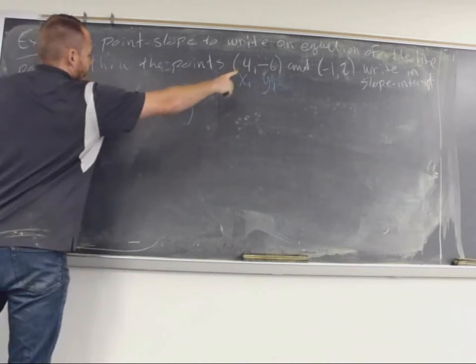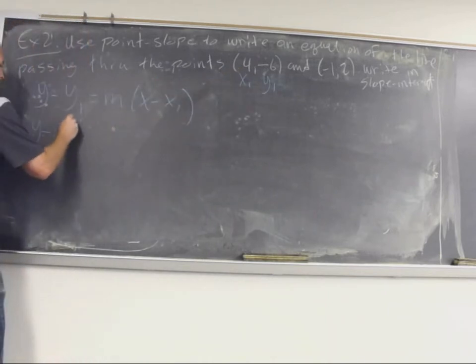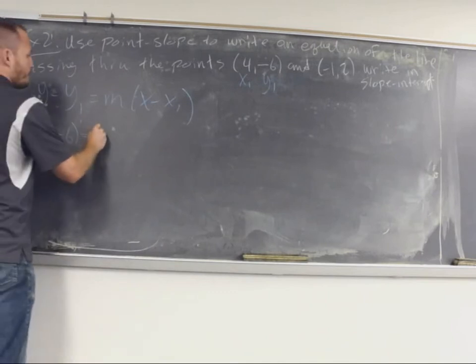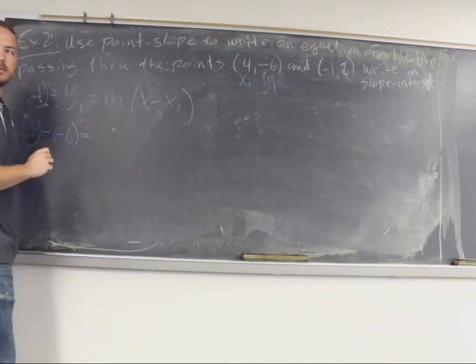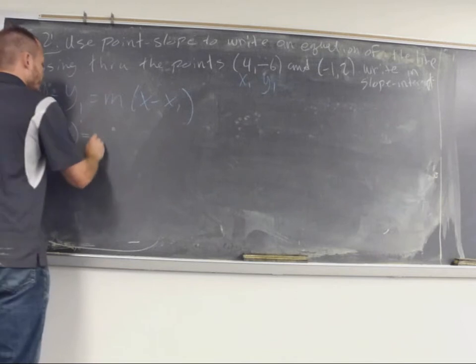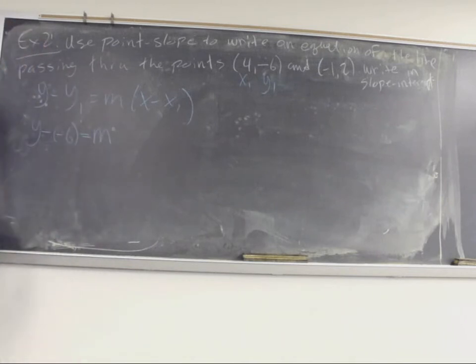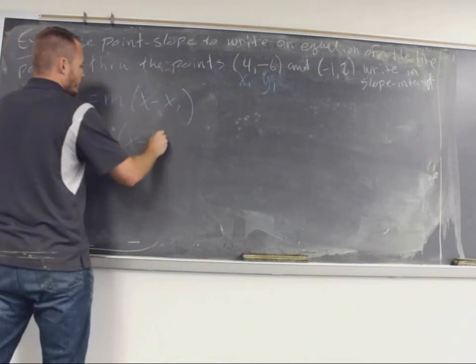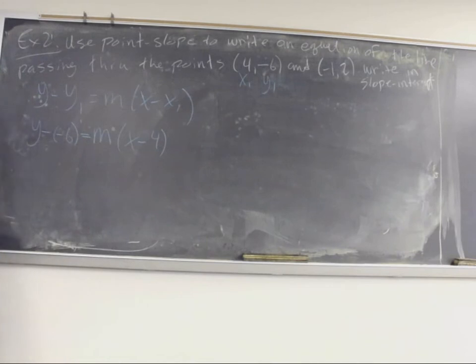y1 is -6, so there's 2 negatives there. That's equal to m. Well, there's my problem. I don't have an m. So I don't know what it is, but let's write it in there and let's keep plugging in what I know so far. x minus x1, which we said was 4. Okay, we're almost there if it wasn't for this m. So what do we have to do? How do we figure out what m is?